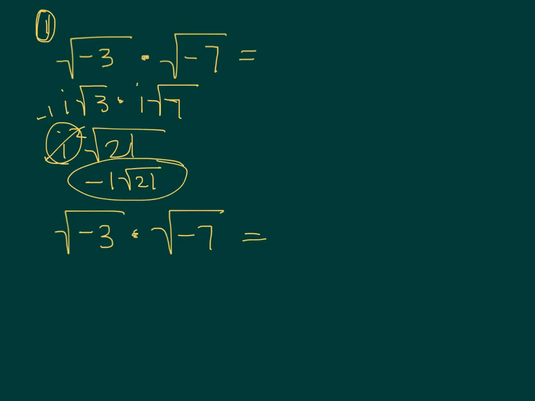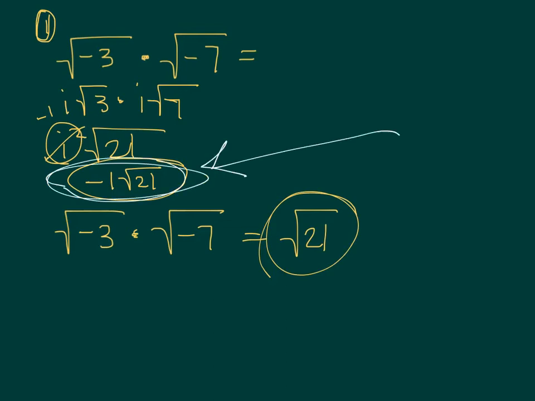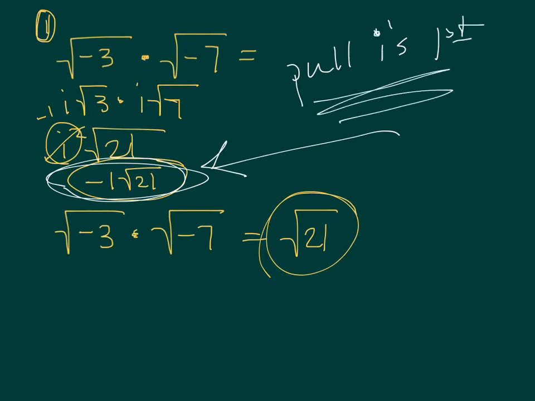For my second problem, I am not going to pull the i's out first. I'm actually going to multiply them as is. Negative 3 times negative 7 is a positive 21, leaving me an answer of root 21. Which one's correct is the question. This top one is. It is imperative that you pull your i's first before you multiply or divide. Definitely pull those i's first. It will create an incorrect answer if you don't.